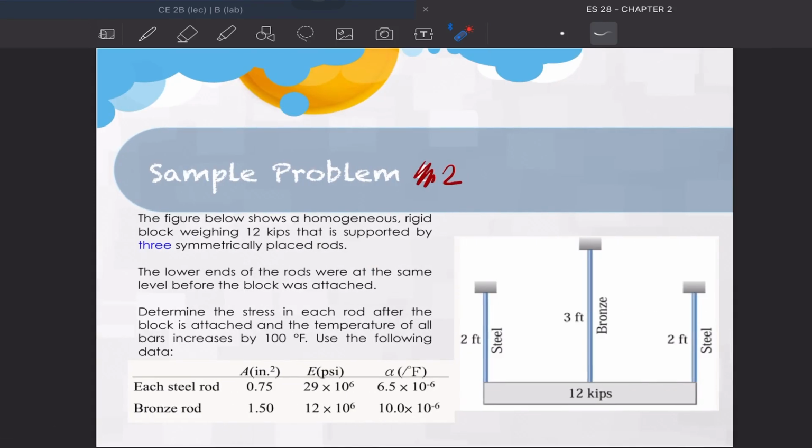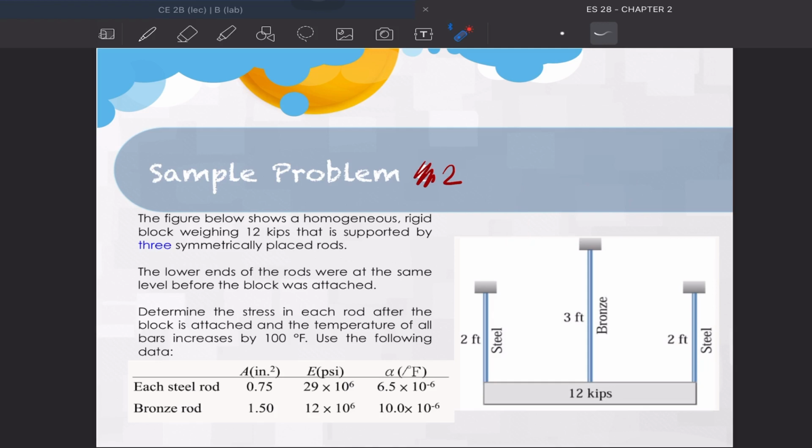The figure below shows a homogeneous rigid bar or rigid block weighing 12 kips, supported by 3 symmetrically placed rods. The lower ends of the rods were at the same level, pareha daw siya level, before ni-attach ang block. Determine the stress in each rod after the block is attached, and the temperature of all bars increases by 100 degrees Fahrenheit. Use the following data.